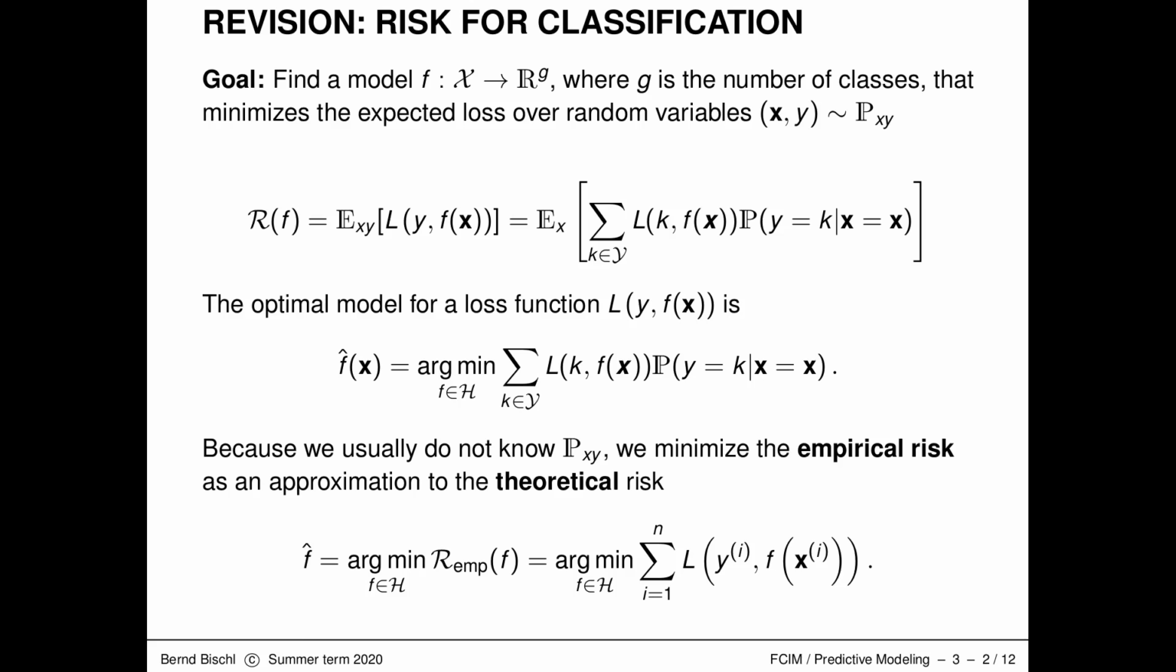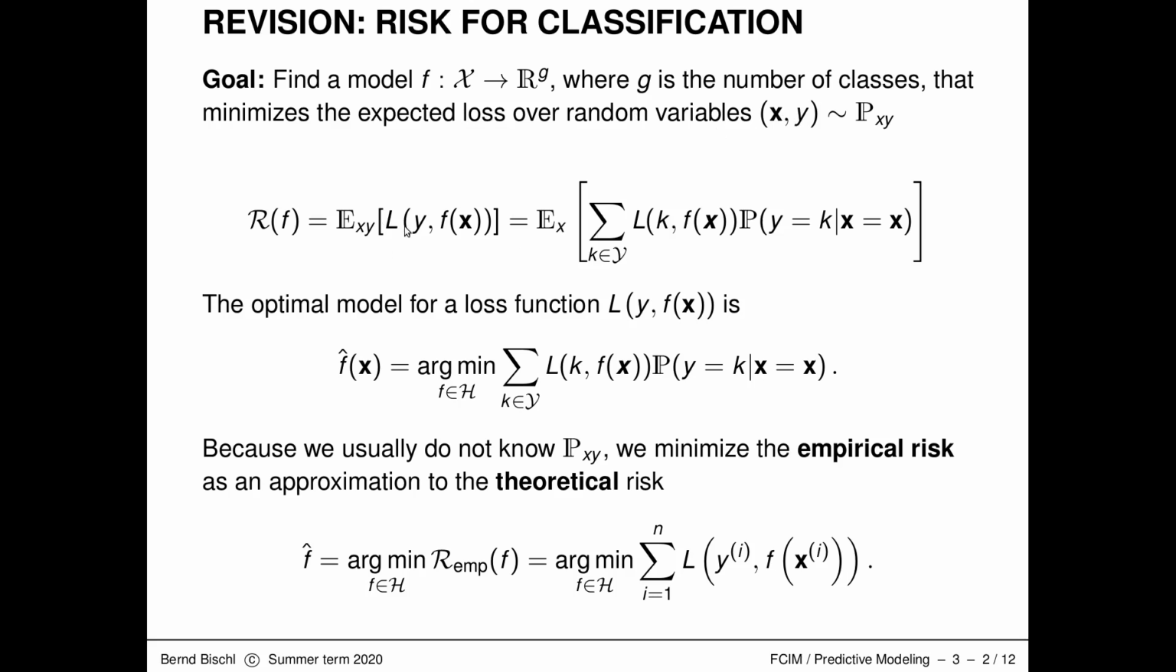Our goal now is to find a scoring or probability model F that maps to a g-dimensional output vector, where g is the number of classes, so that the expected loss over our random variable x, y is minimized with respect to a certain loss function.